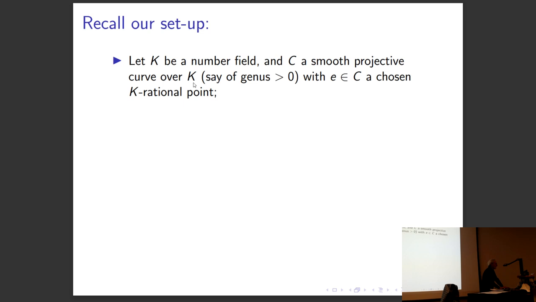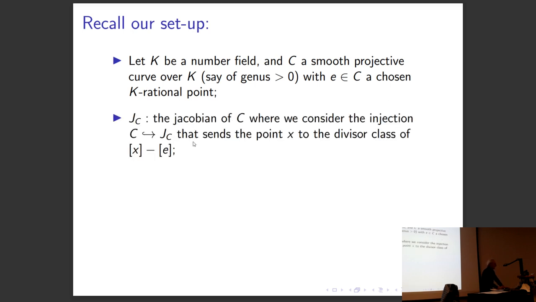We had a very simple setup. K is a number field. C is a smooth projective curve over K. Genus 0 will hardly play a role in what we talk about. And we have a chosen K-rational point, which I call E. I call J sub C the Jacobian of C. And we consider the injection of C into J sub C that sends any point in C to the divisor class of degree 0 there.